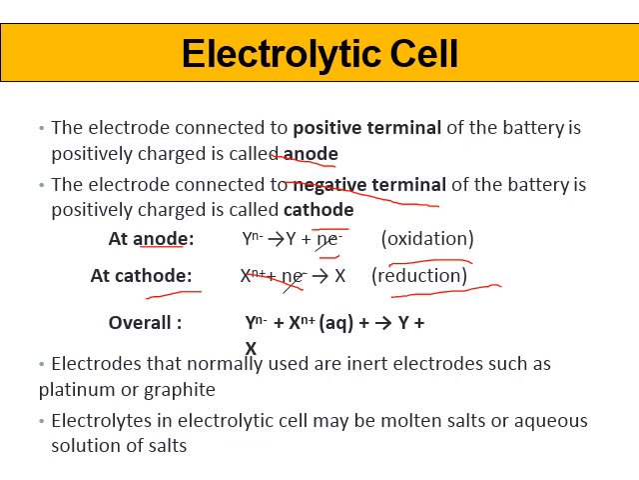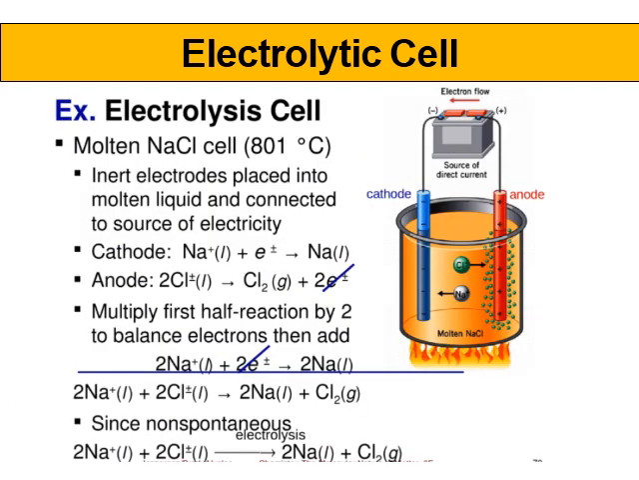The electrodes that are normally used are inert electrodes such as platinum or graphite. This is the reference electrode. The electrolyte in an electrolytic cell must be molten salt or an aqueous solution.